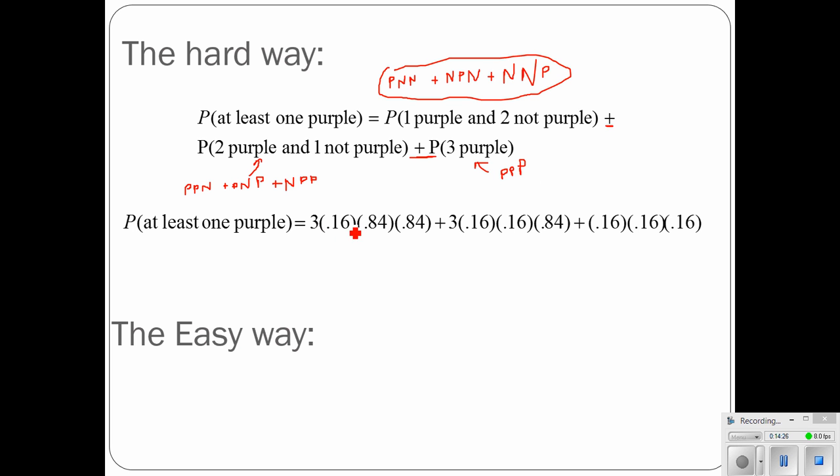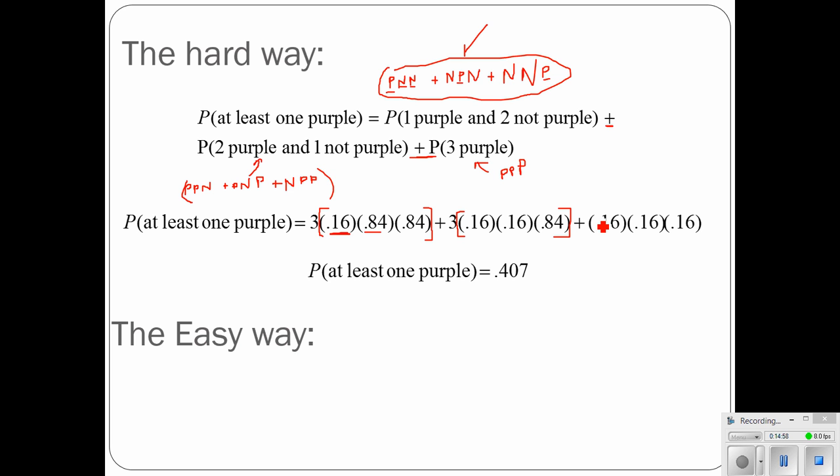And if you think about this, since the probability of purple was 0.16, there's 1 P in each of these scenarios, and then 2 N's. Well, the probability of not purple is just 1 minus 0.16, which is 0.84. So the big thing here is this: 3 times 0.16 times 0.84 times 0.84. It's just all 3 of those at the beginning. Same thing right here: 3 times 0.16, 0.16 times 0.84. Those are all these options. And then finally, the probability of 3 purples. There's only one way to get 3 purples. And so you could put all those together, 0.407.